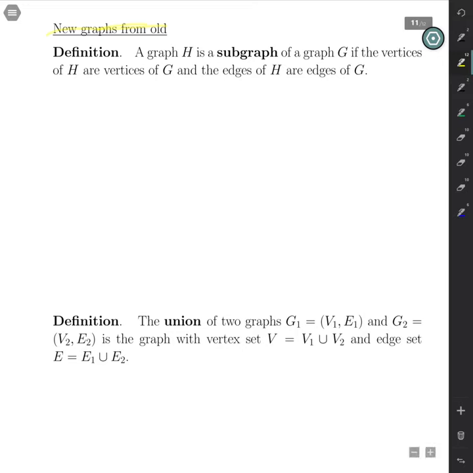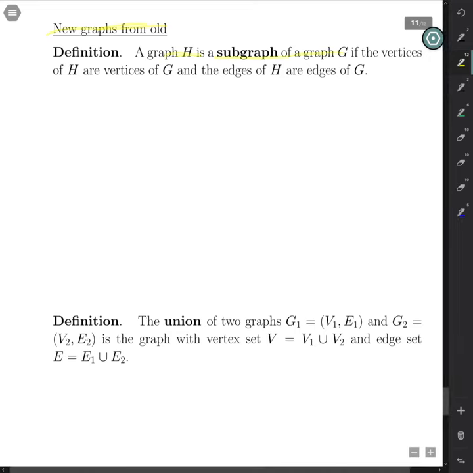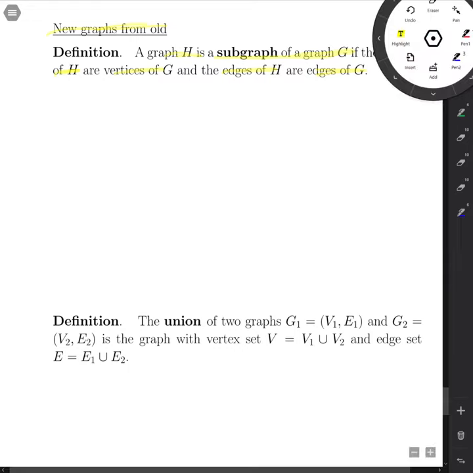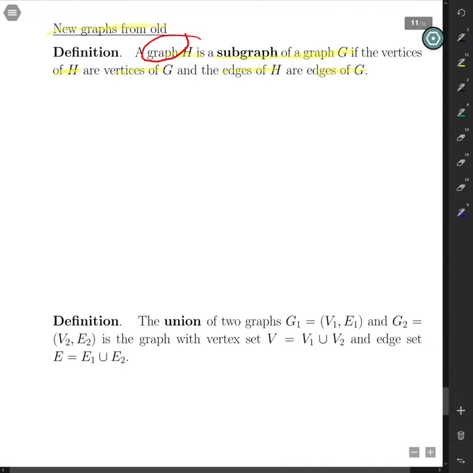A graph H is a subgraph of another graph G if the vertices in H are vertices of G and the edges of H are edges of G. In other words, what we're doing is we're taking a part of G and that will be a subgraph if it's a part of G, pieces of G, and is a graph in its own right. So a key word here that may not stand out on first reading is that H has to be a graph for it to be called a subgraph.